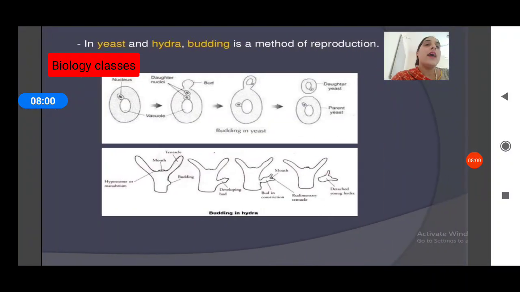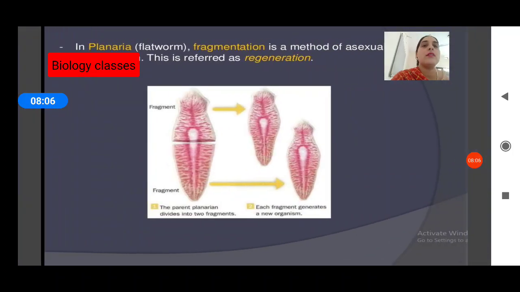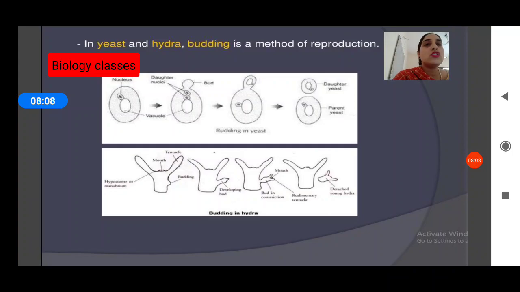Now, in yeast and hydra, budding is the method of reproduction. You have learnt in 10th class that different types of asexual reproduction occur. Yeast shows budding, and hydra shows budding. You see in the diagram, a bud protrudes out from the parent body and grows into a new body, called a new detached hydra.